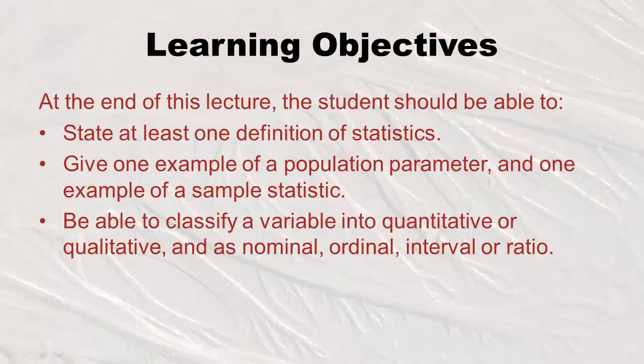At the end of this lecture, the student should be able to state at least one definition of statistics. Yes, there's more than one. Give one example of a population parameter and one example of a sample statistic. Also, the student should be able to classify a variable into quantitative or qualitative and as nominal, ordinal, interval, or ratio.